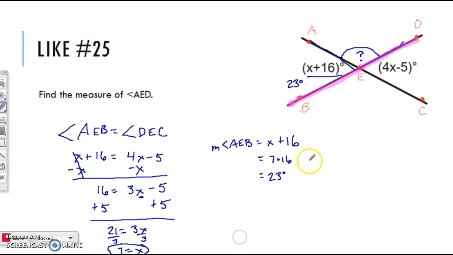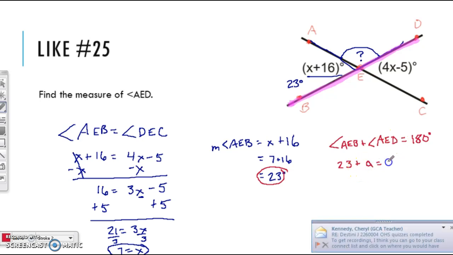We also said that we know that angle AEB plus angle AED, the one we're looking for, make a straight line. And we know that straight lines have a measure of 180 degrees. All right, so now we know that angle AEB measures 23 degrees, so I'm going to substitute that in. I don't know the measure of angle AED, so I'm just going to call it A. And that equals 180 degrees.